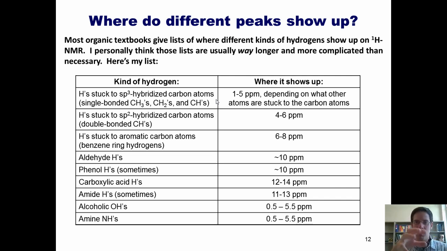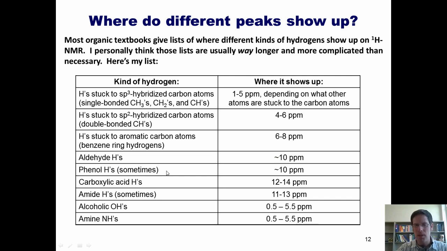Of course, as we showed in the previous slide, hydrogens that are stuck to sp3 hybridized carbons that are near more electron withdrawing groups will be further to the left and hence closer to 5 than analogous hydrogens that are not, which will be further downfield or closer to 1. Hydrogens that are stuck to sp2 hybridized carbons, that is double bonded CHs, appear from 4 to 6 ppm. Hydrogens that are stuck to aromatic carbon atoms, benzene ring hydrogens or other aromatic carbons, appear generally speaking about 6 to 8 ppm. Aldehyde hydrogens, generally speaking, appear right around 10.